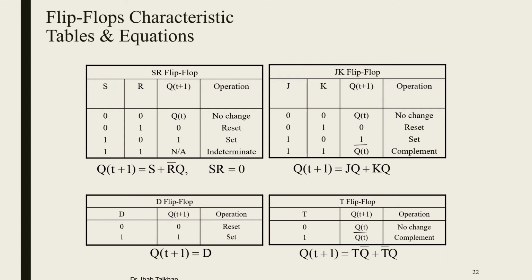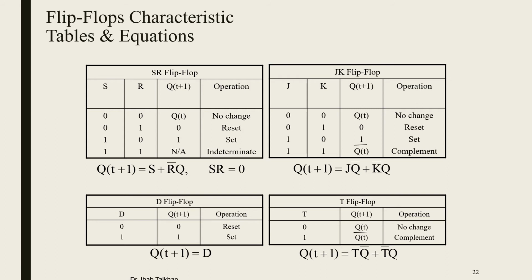For the JK flip-flop, as you can see from the table, when J and K equal 0, you have Q of t plus 1 equal Q of t, which is no change. When J equals 0 and K equals 1, you get Q of t plus 1 equals 0, which is reset. When J equals 1 and K equals 0, you get Q of t plus 1 equal 1, which is set. When J equals K equals 1, you get the complement, which means Q of t plus 1 equals Q of t bar.